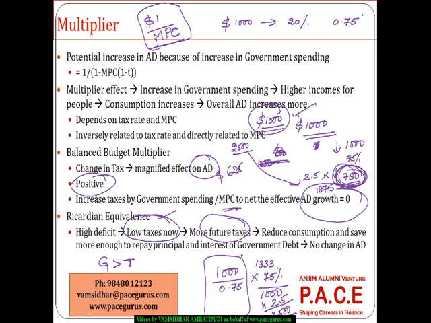And with that kind of an intention in mind, people will stop consuming today because they have to pay more taxes in the future. They'll start saving more today. But if they are saving only to the extent of the principal and the interest repayment on the debt which the government has taken, it may not impact the aggregate demand at all in the future. That is where the Ricardian equivalence is coming into picture.